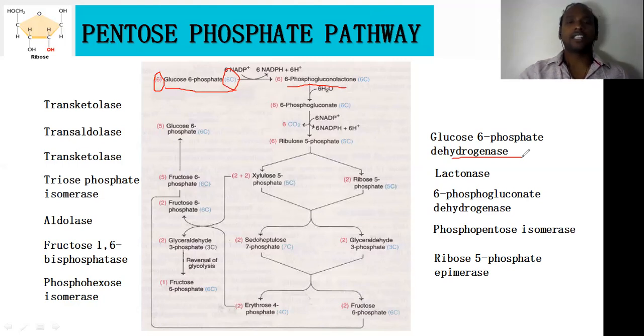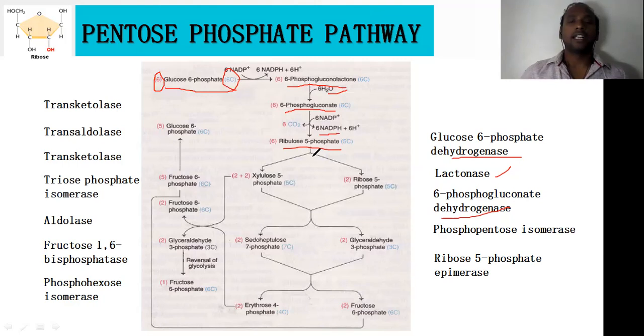After this reaction, the next conversion is 6-phosphogluconate. This is done with the help of lactonase, where 6 water molecules are utilized. And again, this is converted into ribulose 5-phosphate. This step requires a dehydrogenase again. This dehydrogenase and the first dehydrogenase enzyme are different, but their function is the same. So here also, 6 molecules of NADPH are formed.